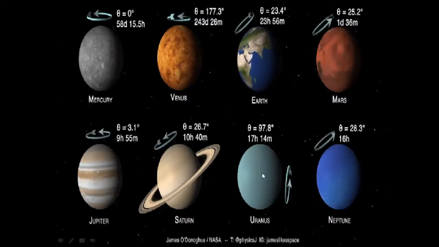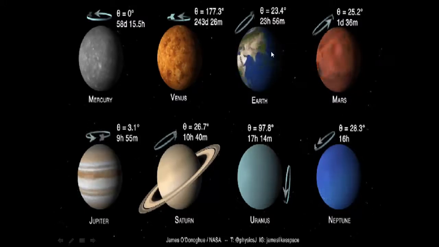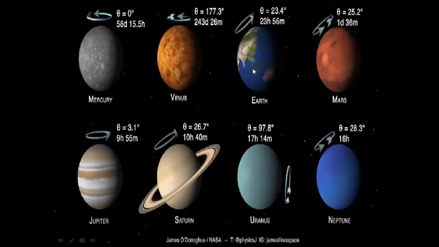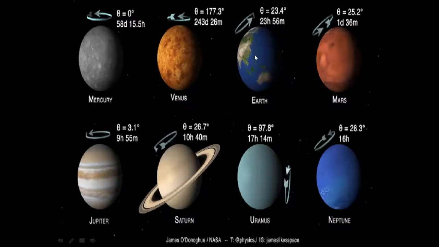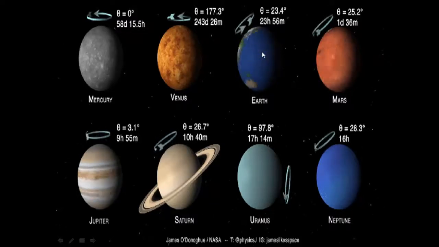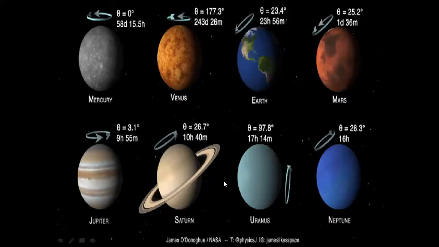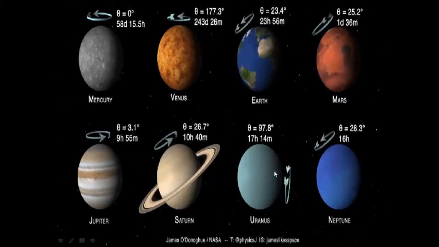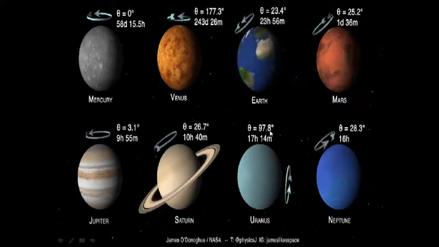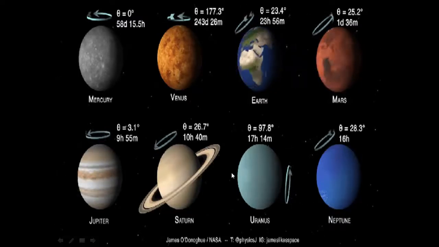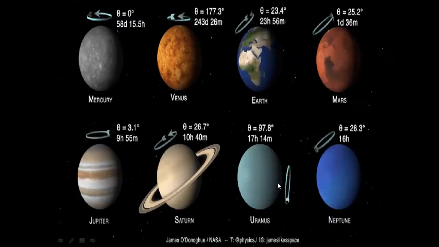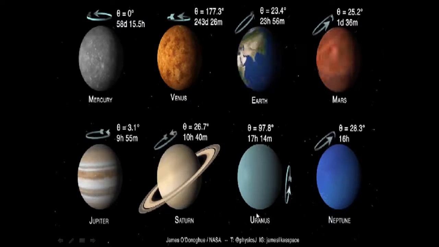So rather than rotating from west to east, since our Earth is rotating from west to east, that's why we see the sun rising from the east and setting in the west. But such is not the case in Uranus. Its axial tilt is approximately 90 degrees, exactly 97.8 degrees. So it is rotating from north to south, as you can see here.